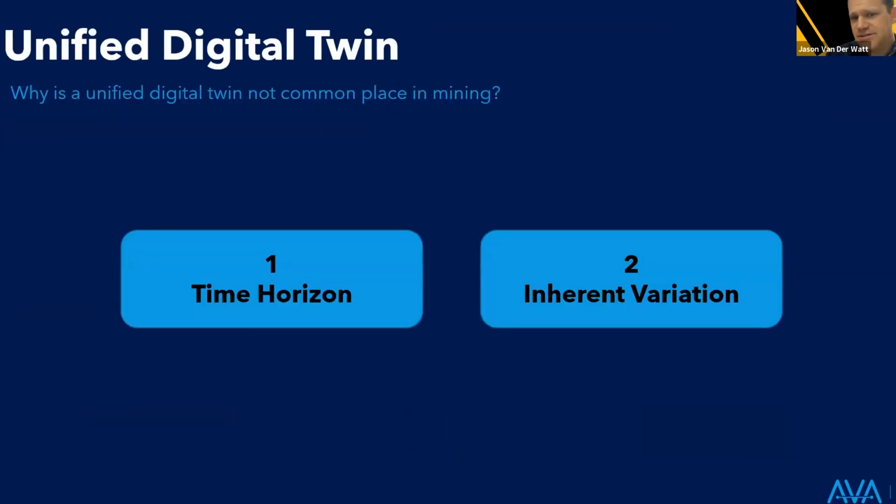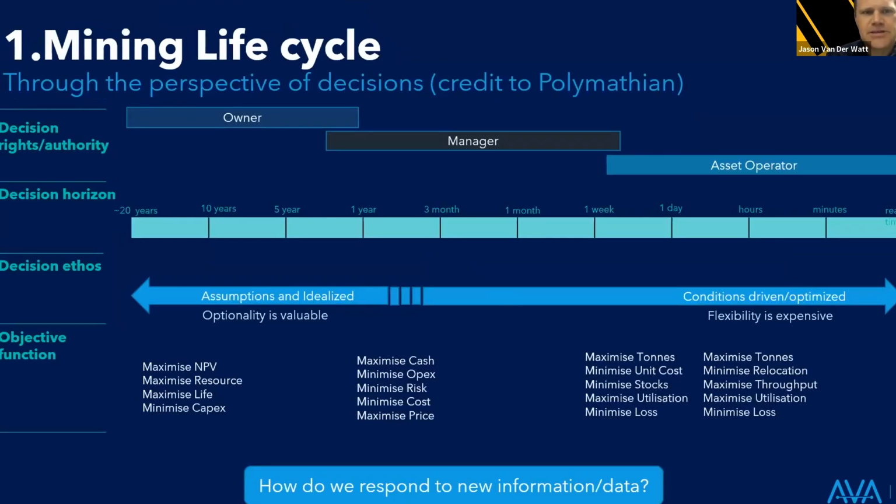So I've got two reasons why I think that it's been incredibly difficult to get digital twins to a state where they've become effective and commonplace in mining. The one is the decision time horizon, and the other is inherent variation in the industry. So I'd like to share this slide. I've got to give credit to Polymathian. I saw a very similar slide in one of their presentations, but I think it just articulates the point really sensibly.